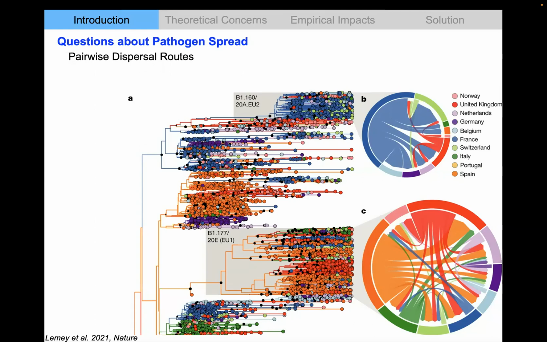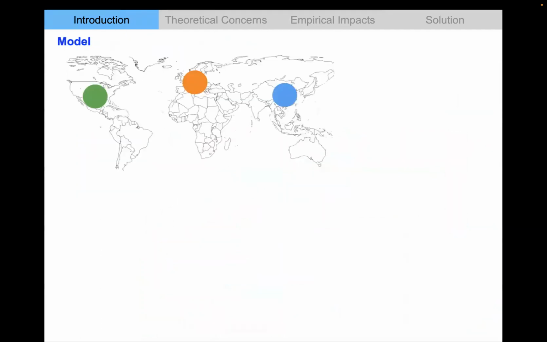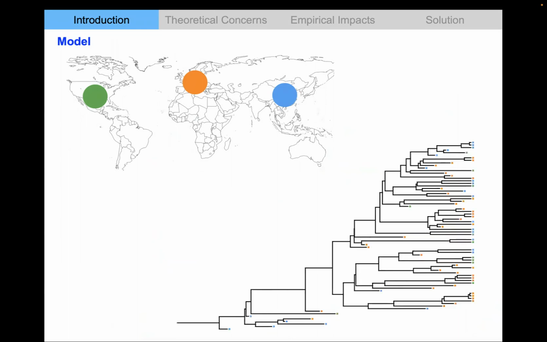For example, you may want to ask, what were the major routes of SARS-CoV-2 dispersal among European countries? Or when was SARS-CoV-2 first introduced into the United States? To answer those questions, we collect viral sequences from different geographic areas through time. Imagine now we have a simple case where there are three geographic areas to consider: the United States, Europe, and China. After obtaining the sequence data, we first infer the phylogeny, where each tip is a viral sequence sampled from one of the geographic areas at a given time.